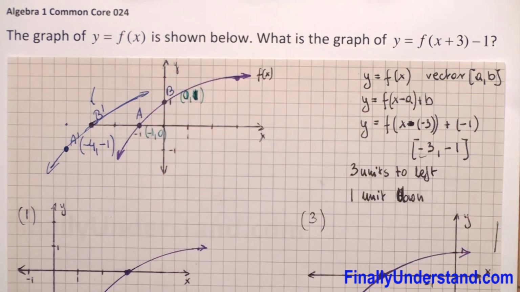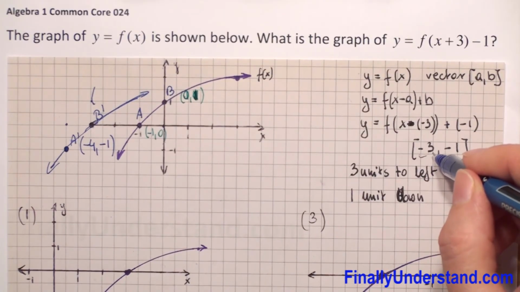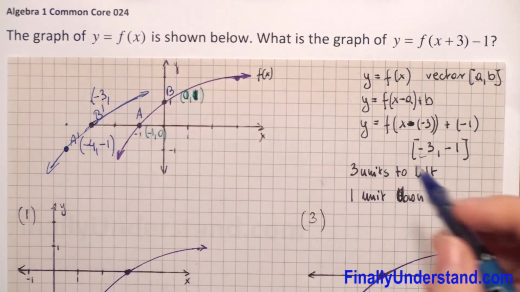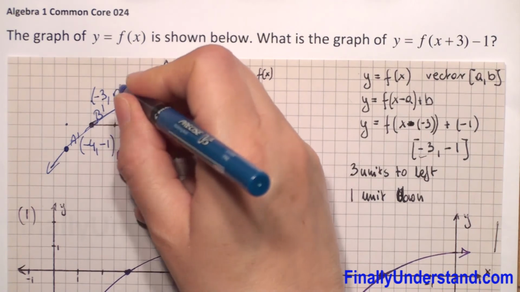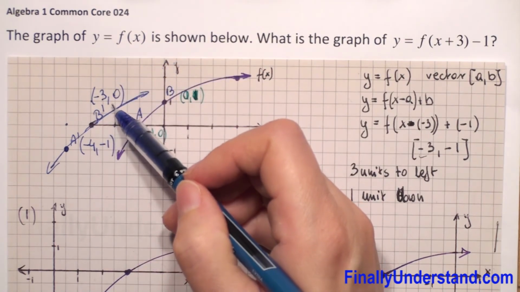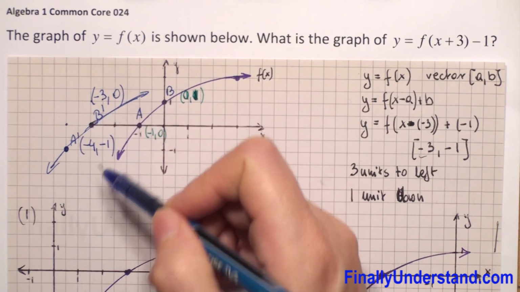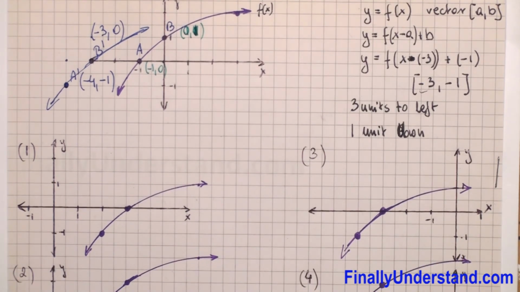So now when we move this point, it will be 0 plus negative 3 is negative 3, and 1 plus negative 1 is 0. So we have that point B prime has coordinates negative 3, 0, and A prime is negative 4, negative 1. So now we have to go to our graphs and find these two characteristic points.